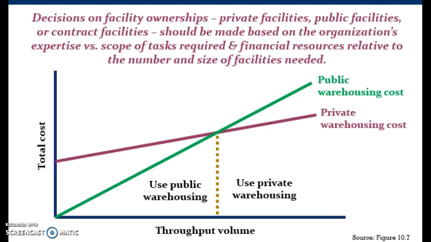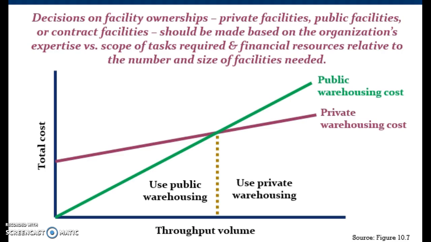The final piece of a network design strategy is the facility ownership question. Should an organization own and operate private distribution facilities or contract with third-party logistics providers for distribution services? Public warehousing rents out space to individuals or firms needing storage capacity. Contract warehousing is a customized version of public warehousing in which an external company provides a combination of distribution services that the organization itself has traditionally provided.